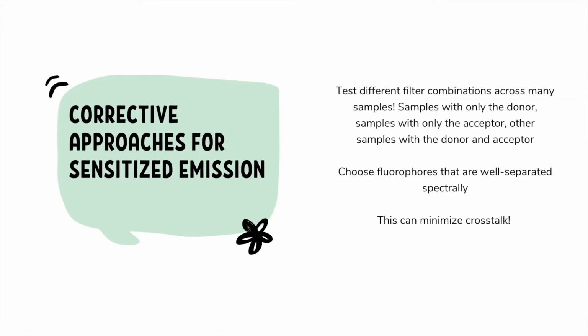Crosstalk is the presence of bleed-through of the background signal or cross-excitation of spectrally overlapping fluorophores. In order to minimize these issues, we can do a few things. For one, we can test several different filter combinations across many samples. So we can do the following controls, such as using samples with only the donor, samples with only the acceptor, or samples that have our proteins of interest that include both the donor and the acceptor. As mentioned before, that's why it's important to choose fluorophores that are well separated spectrally in order to reduce cross-excitation. By doing these corrective approaches, we can minimize crosstalk.